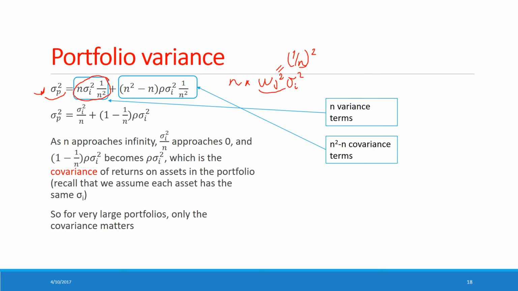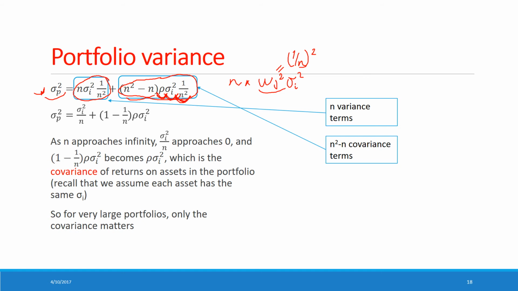The second component of the formula is the covariance terms, right? So we have n squared minus n covariances. This is the correlation coefficient between individual assets. This is the standard deviation of asset 1 times standard deviation of asset 2, but because we assume that the standard deviations of different assets are identical, therefore we simplify the equation to this term. And this is the weight squared. So weight of asset A times weight of asset B, but because the weights are equal, we have the weight squared here.